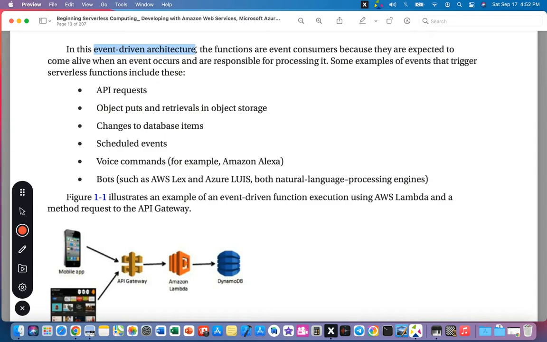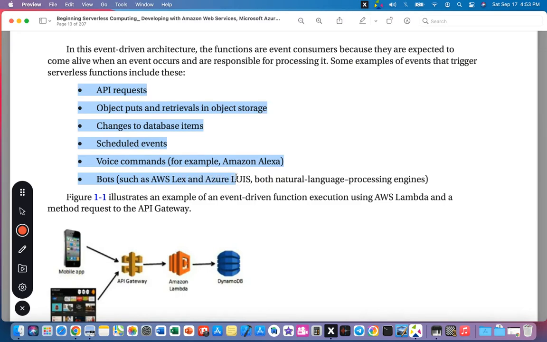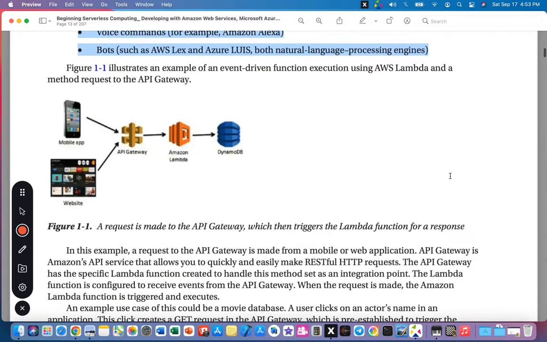Some examples of events that trigger serverless functions include these: API requests (application program interface requests), object puts and retrievals in object storage, changes to database items, scheduled events, and voice commands, for example Amazon Alexa, and bots such as AWS Lex and Azure LUIS, both natural language processing engines.